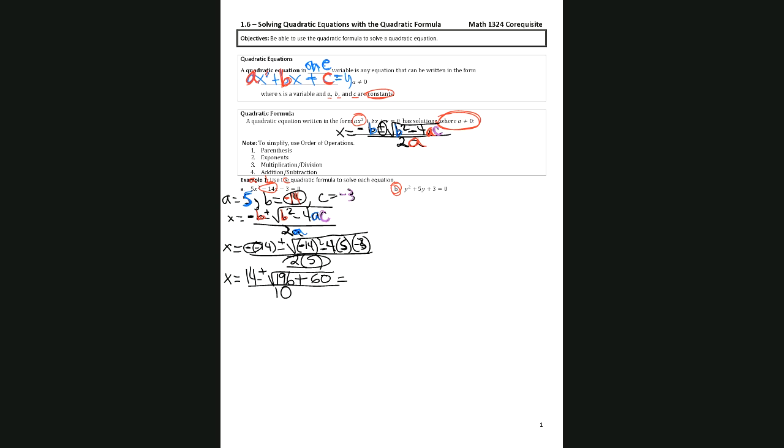Now, from here, I'm going to add the two numbers that are inside the radical, and that will be 256. All of that is divided by 10. Now, 256 happens to be a perfect square, meaning that we could take the square root of it, and that will be 16.